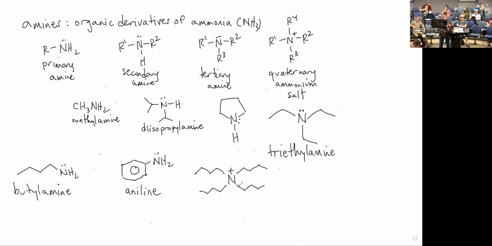Good. So those are some examples of amines and how to classify them. Maybe some other examples of naming amines. I suppose you could call that tetrabutyl ammonium.